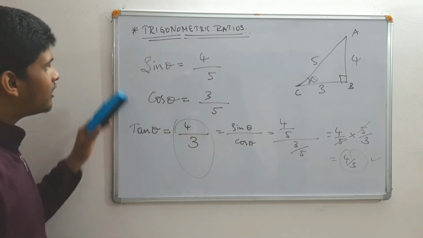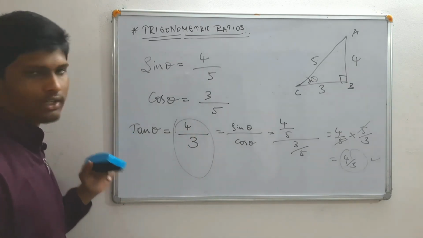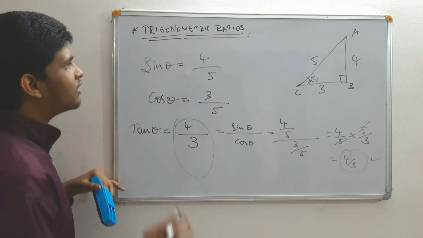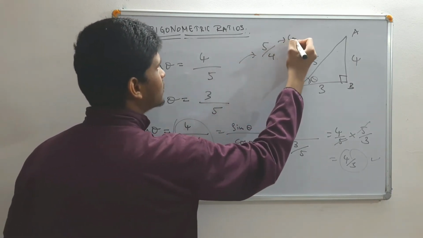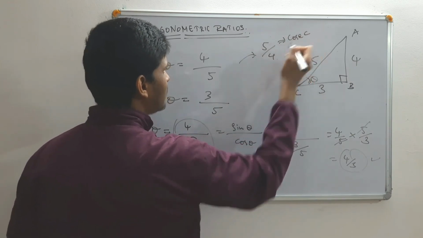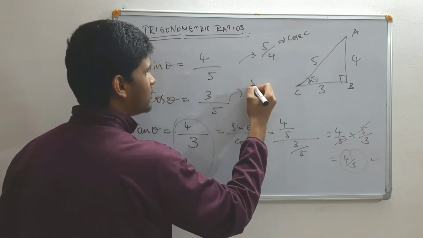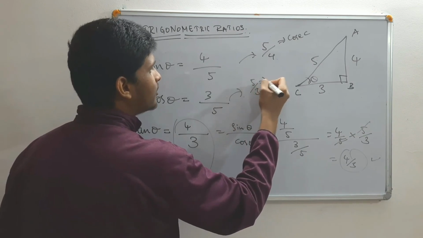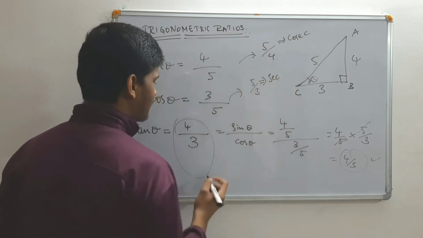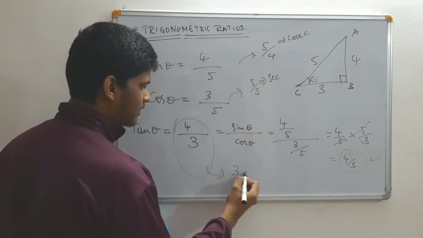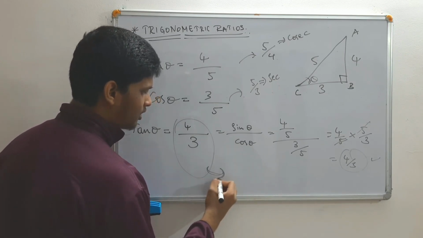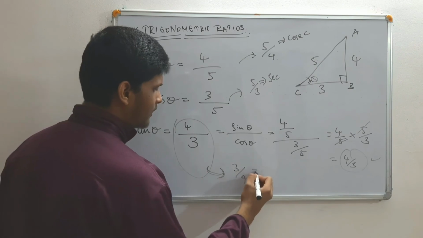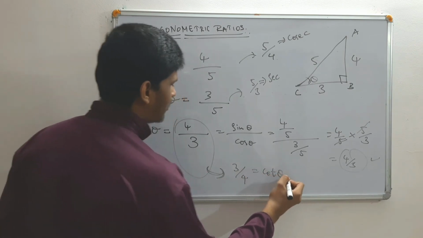The other 3 are cosecant theta, secant theta, and cotangent theta, the reciprocals of these. So if you take the reciprocal of sin theta, 5 by 4, that is cosecant theta. If you take the reciprocal of cos theta, 5 by 3, it becomes secant theta. And if you take the reciprocal of tan theta, that is 3 by 4, it becomes cotangent theta.